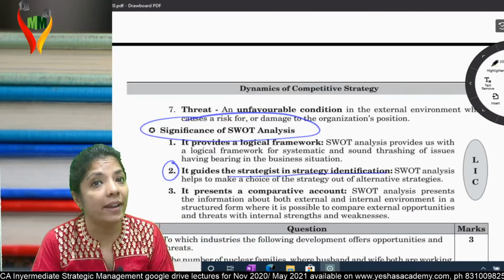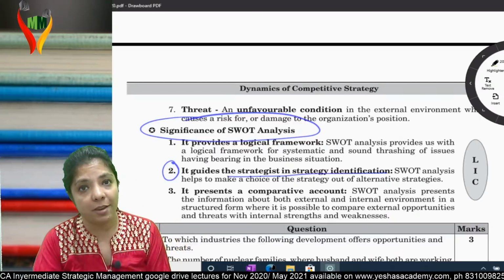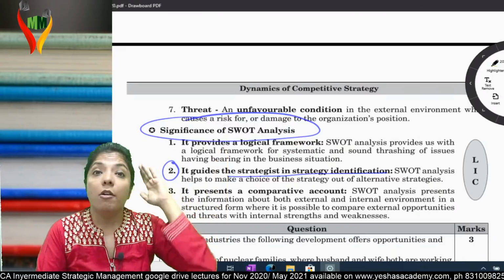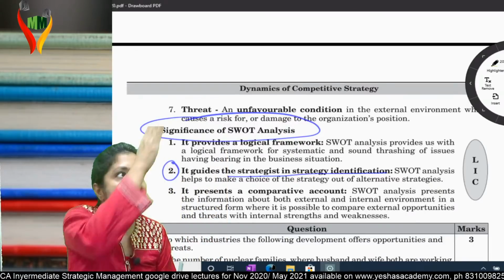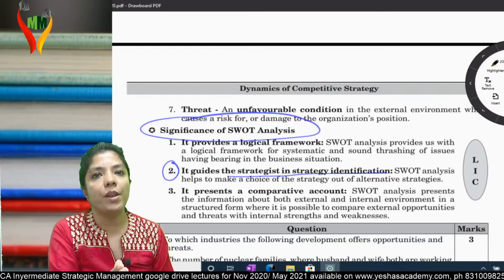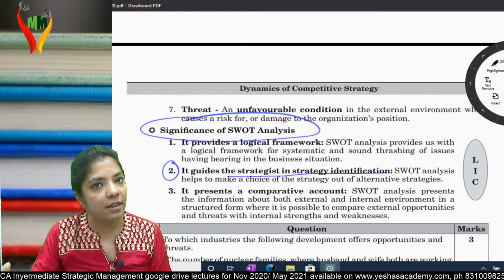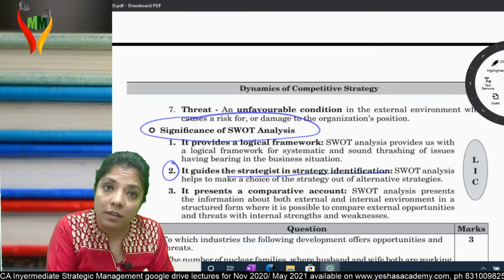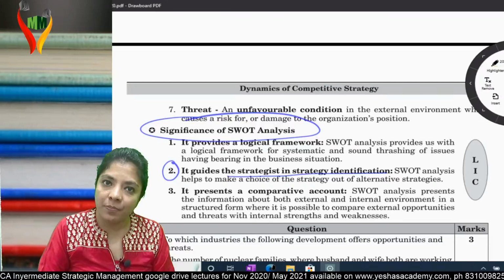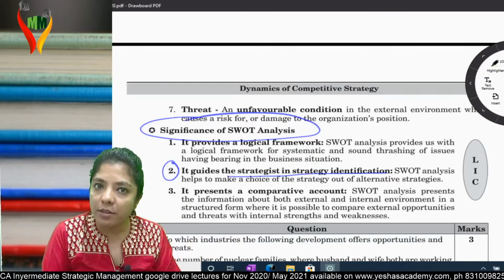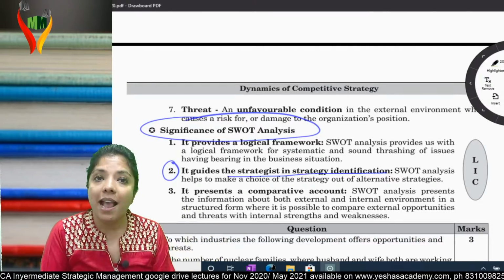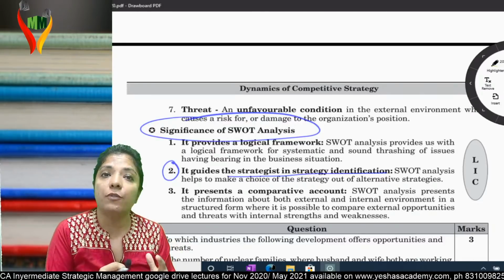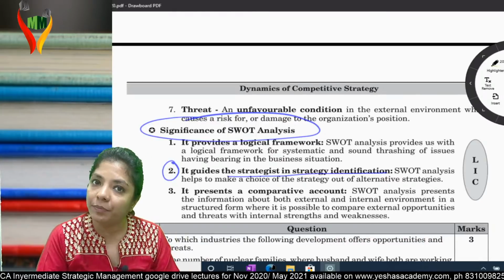It helps with strategic identification. First point: it provides a logical framework, as in list down your strengths, your weaknesses, opportunities and threats. A proper framework. And last, it compares the internal and external environment. So how many points are there? Three points. Shortcut LIC: L stands for logical, I stands for identification, and C stands for comparative account. Am I clear?